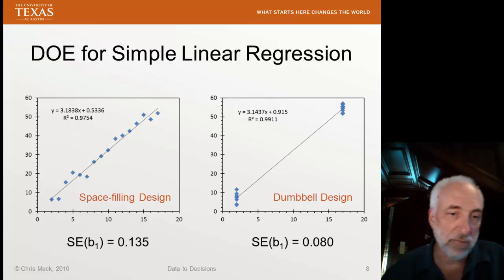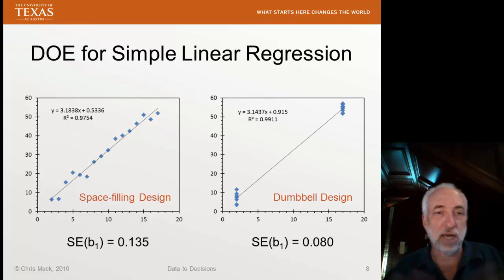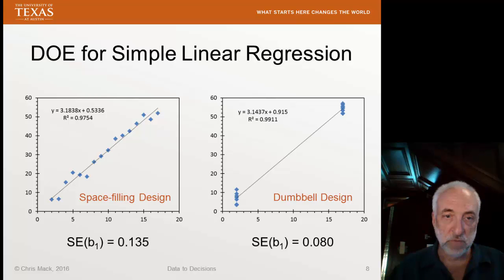I'll show you the example, right? I'm going to fit a straight line to a set of data points. Here's what's called the space-filling design. That is, I evenly space out, I fill the space evenly between a min and a max range. And then I fit the line, I get an R-squared, I get a standard error of the slope.